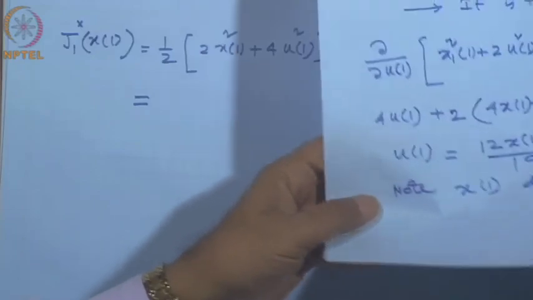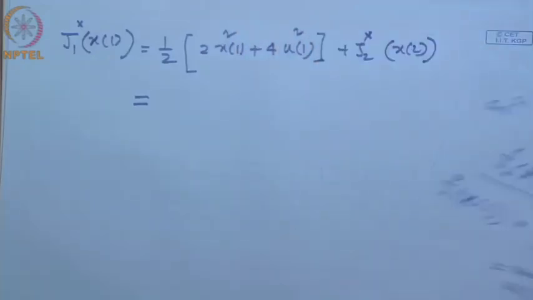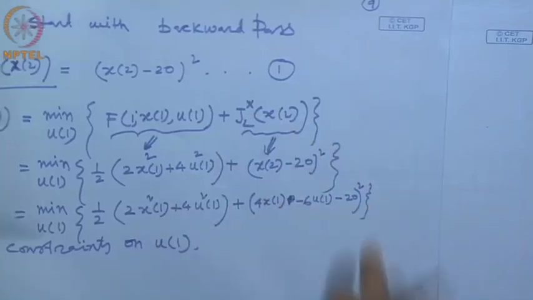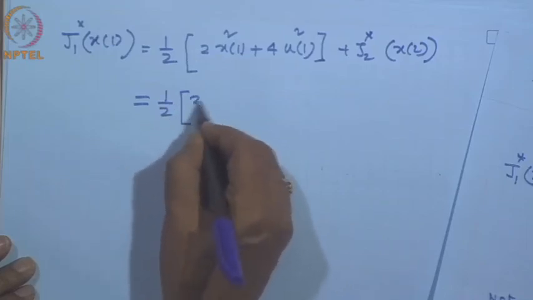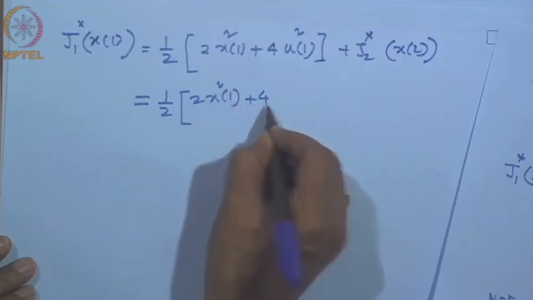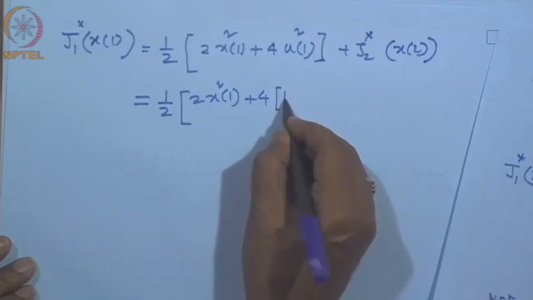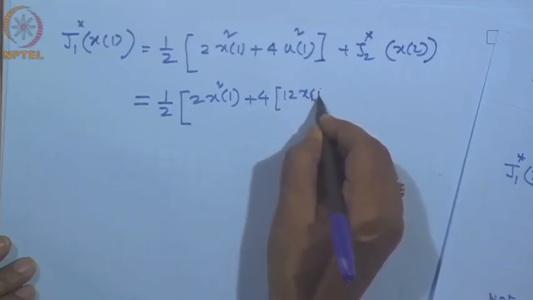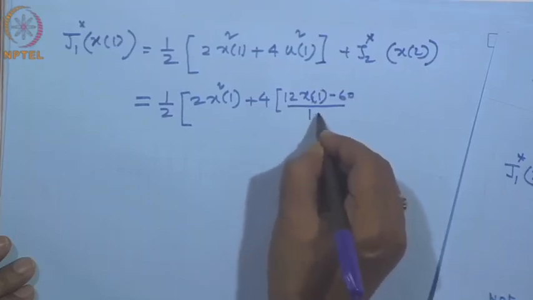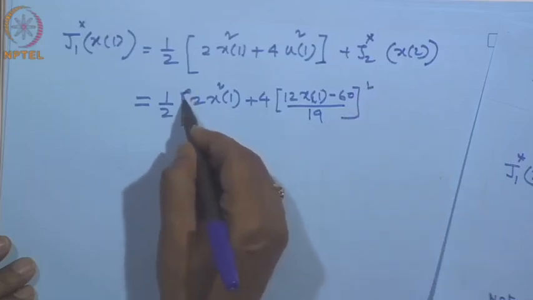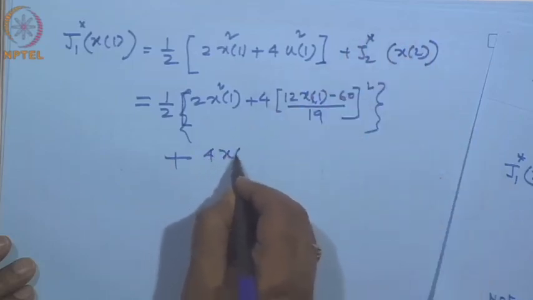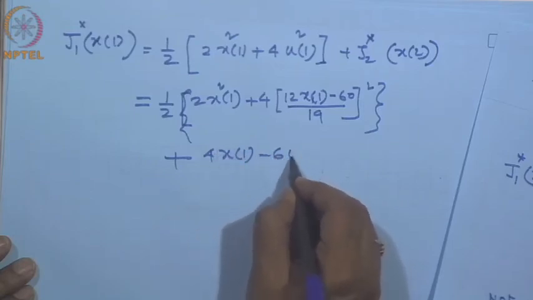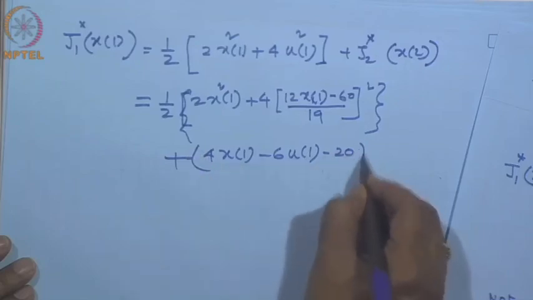j2 star is what we got just now. We found out j2 star, and j2 star of this is that one. So, you can write it as half twice x square of 1 plus 4 u1, which we know. What is u1? 12 x of 1 minus 60 divided by 19, that square. I am writing that for this part, plus j2 star, that is 4 x1 minus 6 u of 1 minus 20 whole square.